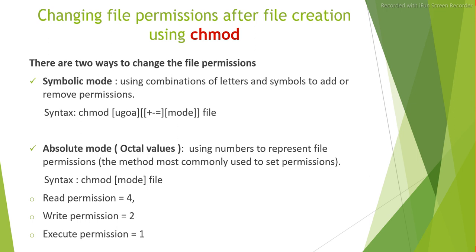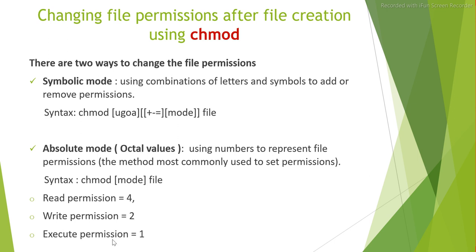There is another way to do it, which is the absolute mode. In absolute mode, we use octal values. So what is an octal value? For read permission, the weightage is 4. For write permission, the weightage is 2. And for execute permission, the weightage is 1.